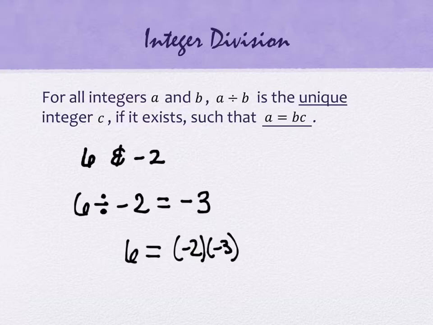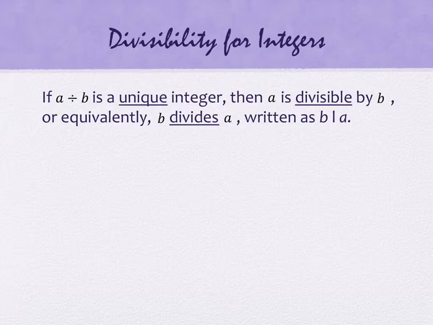Back in section 4.1, we talked about things dividing, and in particular, we looked at whole number division, but I made the mention that it was actually true for integers as well, and so this is what this is talking about for divisibility. If a divided by b is a unique integer, then a is divisible by b, or equivalently, b divides a.